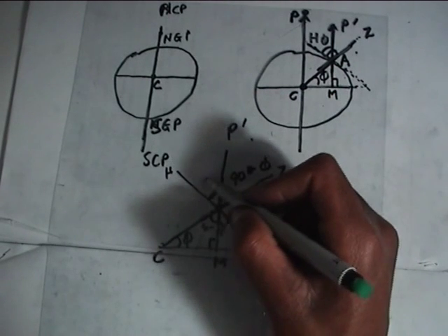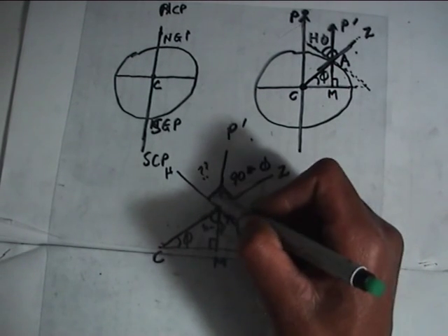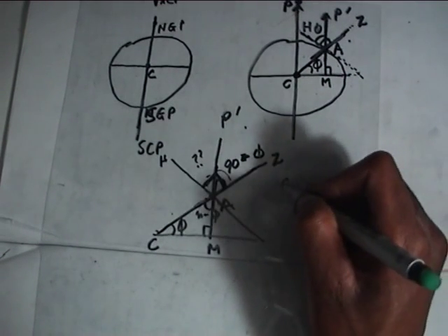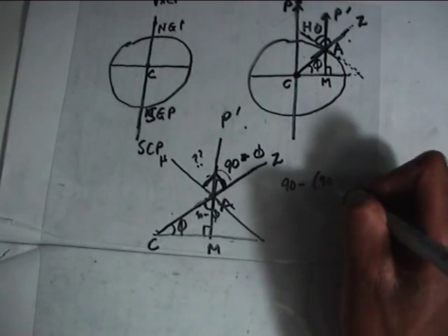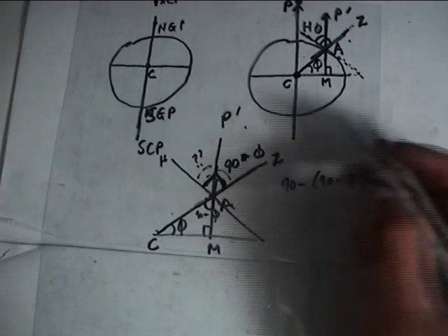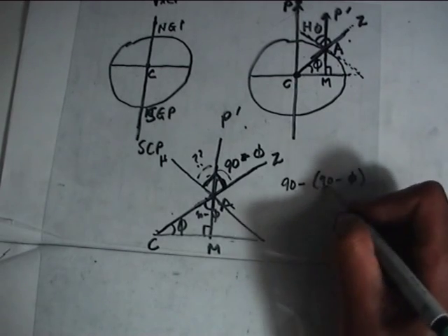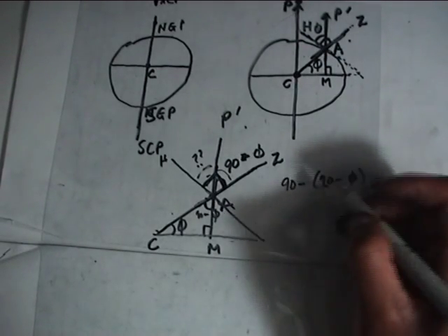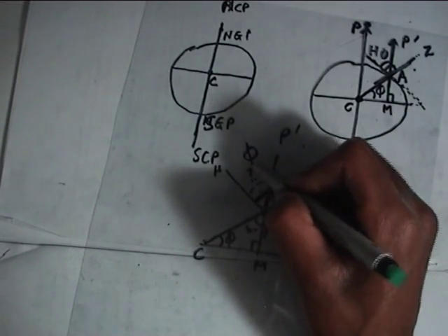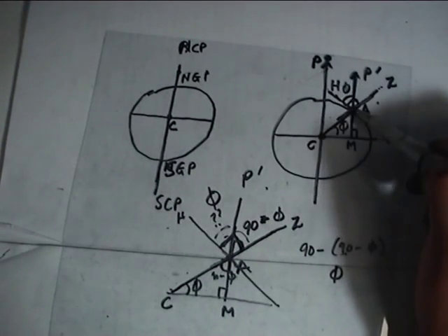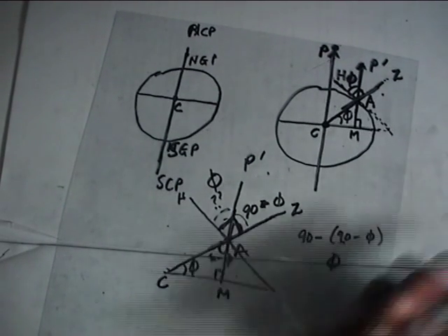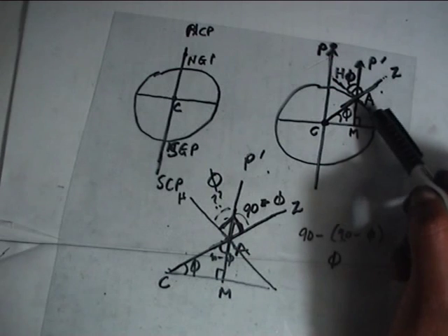So we need to calculate this angle here. We know that this full angle is 90 and this small angle is 90 minus phi. So we just do 90 minus phi to get the remaining one. 90 minus 90 is 0, minus phi and minus phi is just going to be phi. So our angle here is basically phi. That's why we said our angle HAP prime is equal to phi, which is the altitude.